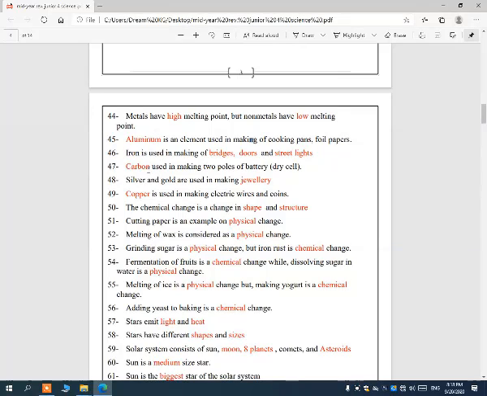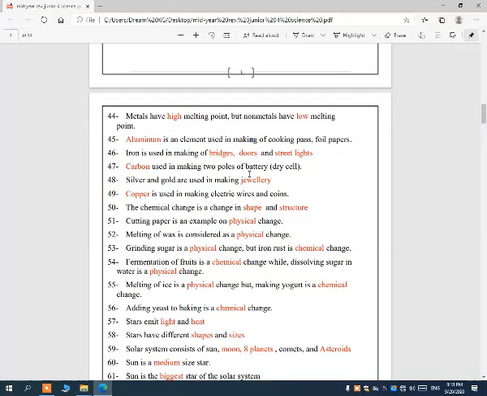And then we have gold and silver, used for making jewelries. We have carbon, used in making the two poles of the battery or dry cell. We said before, the dry cell equals battery.